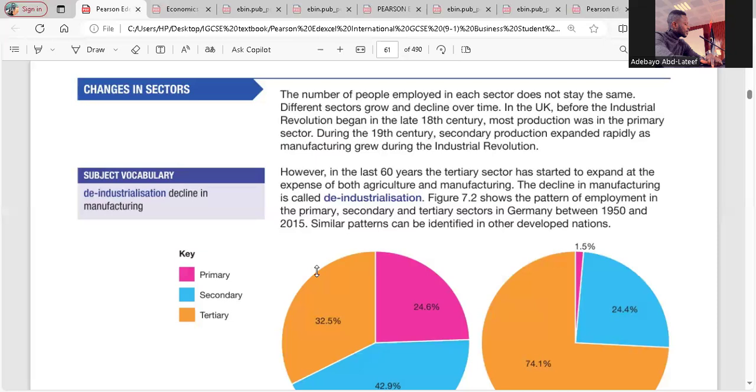Deindustrialization is basically a decline in the manufacturing sector. So basically they want to change to the service sector. You get it? So there's what we call industrialization. Industrialization means a non-industrialized country becomes industrialized. That means a primary sector becoming a secondary sector. That is industrialization. And when deindustrialization occurs, it means the secondary sector is in decline. Is it clear? We'll move on.